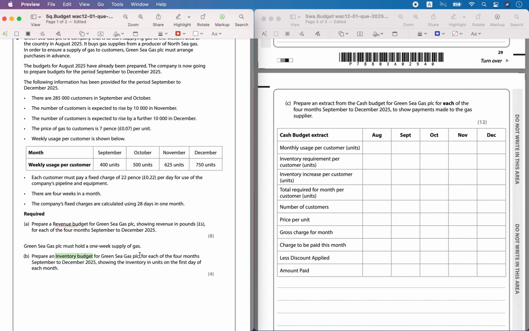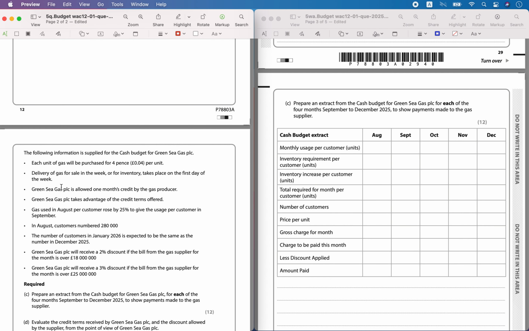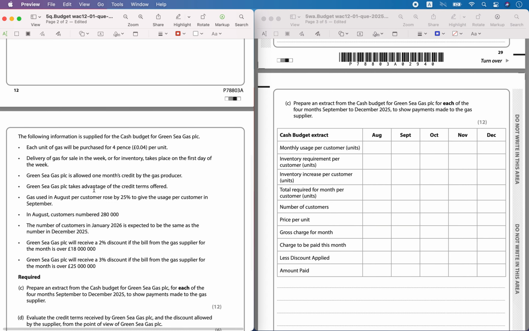So we had prepared the revenue budget, then we had prepared the inventory budget. In the third part, part C of the question, we are supposed to prepare the cash budget for Green Gas PLC: how much cash they need to pay in order to purchase gas for each of the 4 months, September to December 2025. So let's prepare the cash budget.